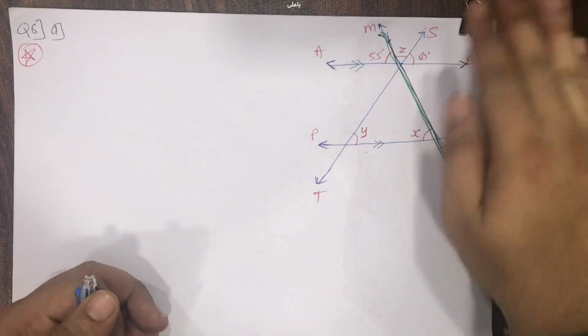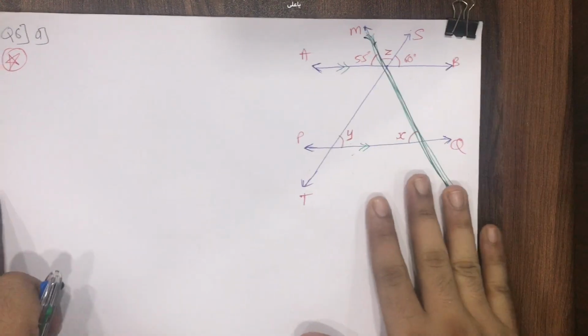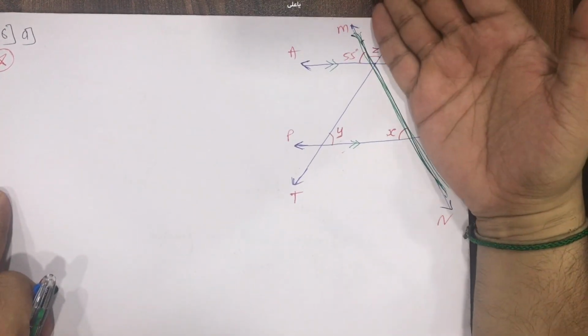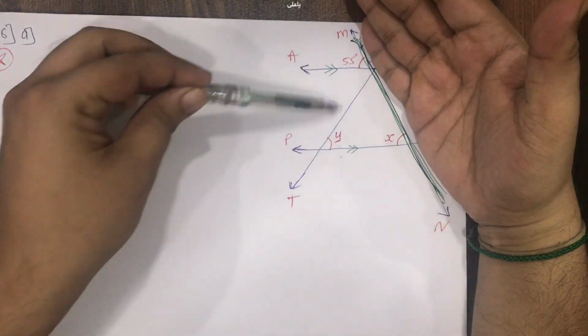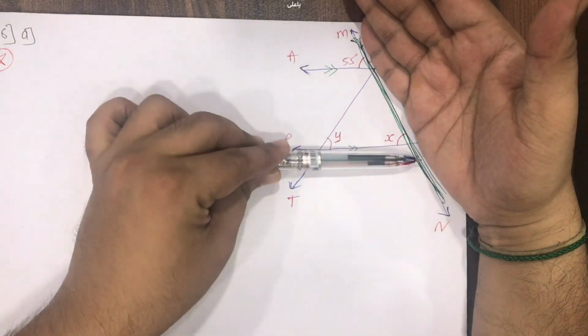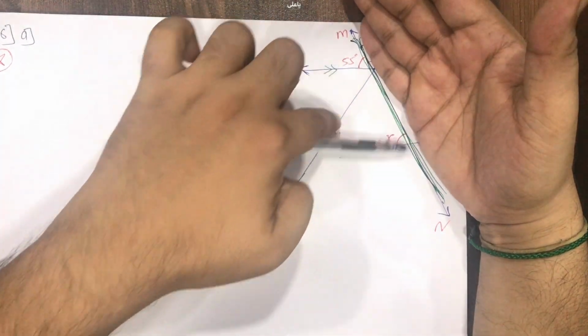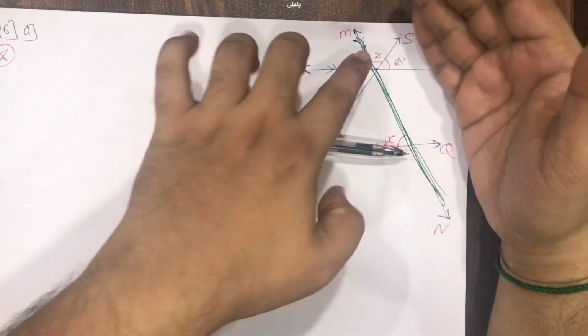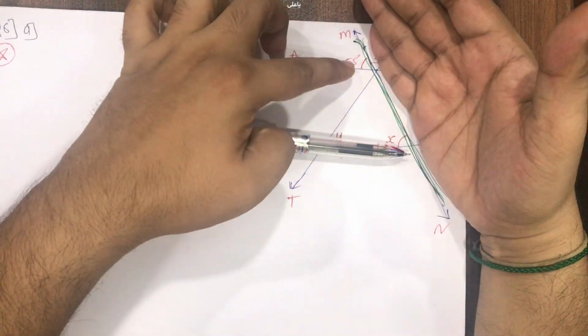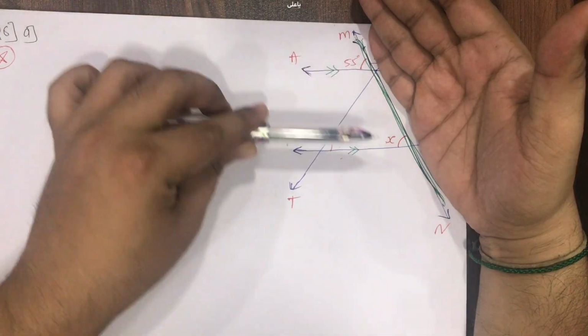Now students, please see here, I'm keeping my hand over here. This is my transversal. And these are the 2 parallel lines. This is the first parallel line, this is the second parallel line. Just don't look at this other line. Forget about this line. Just think that there is no line over here. See this green color line. These 2 are the parallel lines. This is the first line, this is the second line.